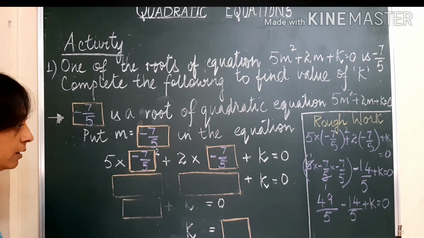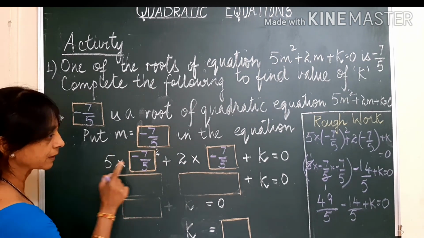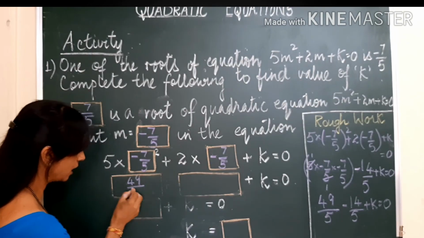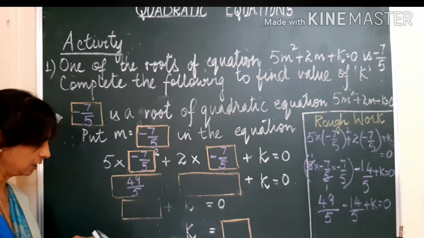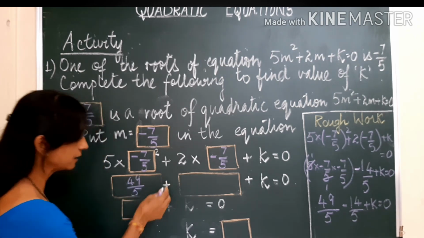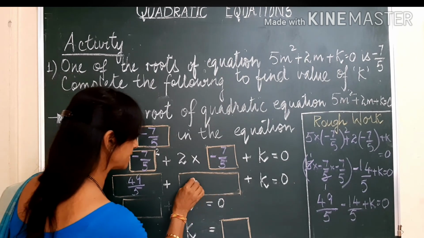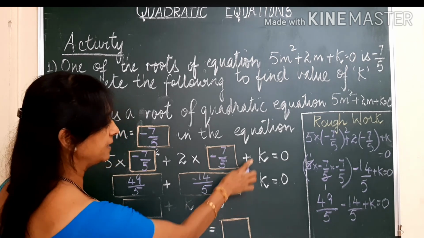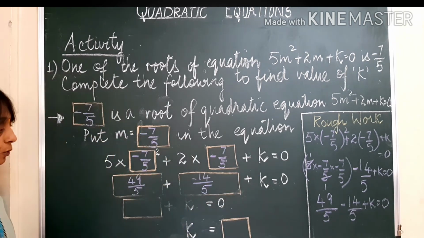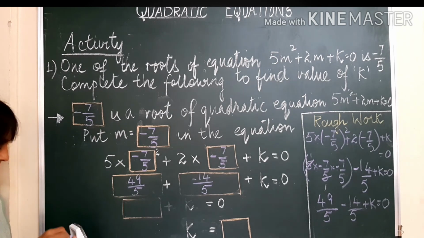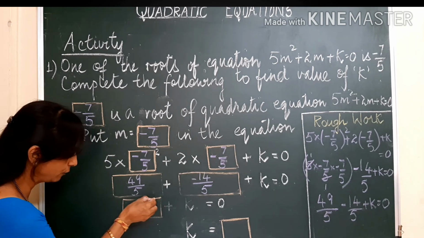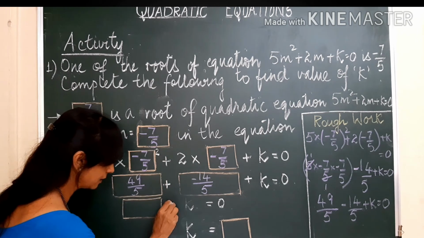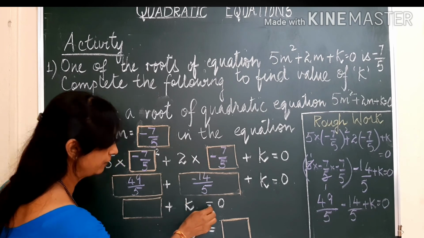Let's write it down, children. So in the first box, when you solve this term, you get the answer 49 upon 5. Here they have given you a plus sign. So inside the term goes as it is with the negative sign. Plus k, which is equal to 0. Now children, let's look at the next box. You have only one box. Plus k, which is equal to 0.